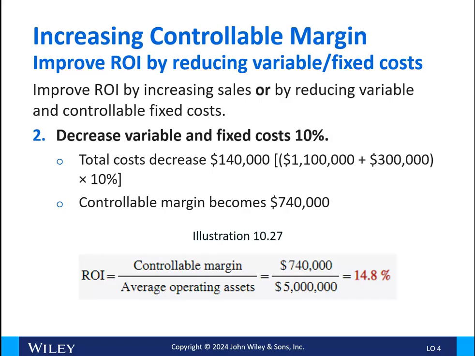If we decrease variable and fixed costs 10%, total cost decreases $140,000. Our $1.1 million of variable and $300,000 of fixed times 10% is how we came up with that reduction. Our controllable margin goes from $600,000 to $740,000, and our return on investment then increases to 14.8%.